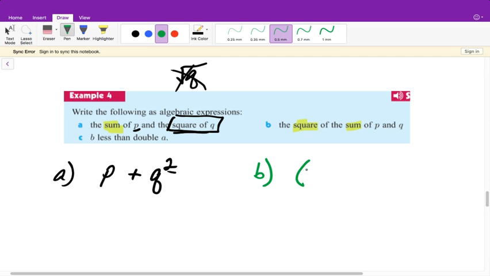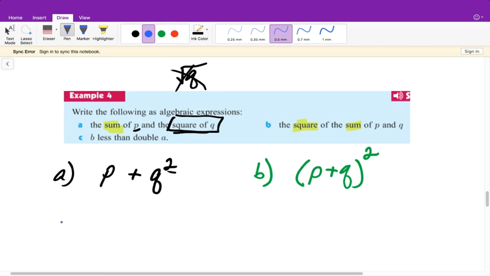That means we need to first add P and Q together, and then whatever that is equal to, we are squaring it, because it says the square of the sum. So you see here it says the sum of P and the square of Q. That tells us that our addition is going to be done after the square of Q. Here it says the square of the sum of P and Q. So that means we need to write it in this form.